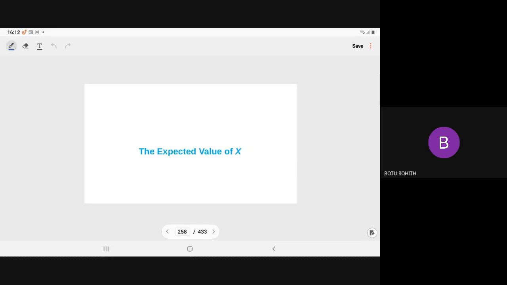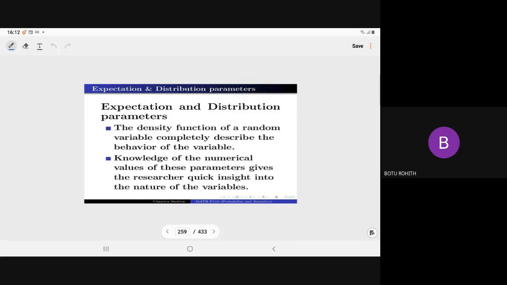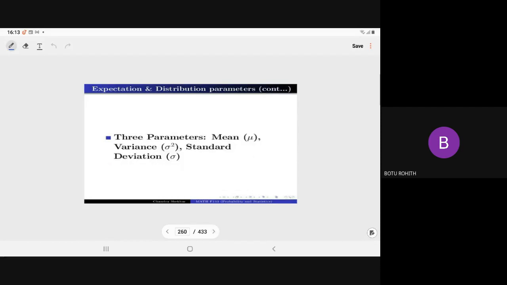So we start with the expected value of X. What is expectation or distribution? The density function of a random variable completely describes the behavior of the variable, meaning how the total probability is distributed among all possible values. But knowledge of the following important constants, the numerical values of these parameters, gives the researcher a quick insight into the nature of the variable, meaning how the variable is behaving.